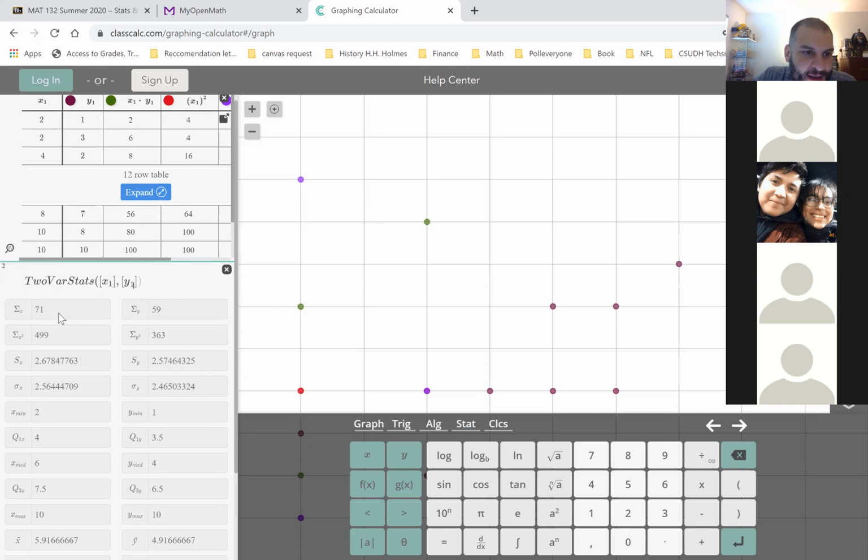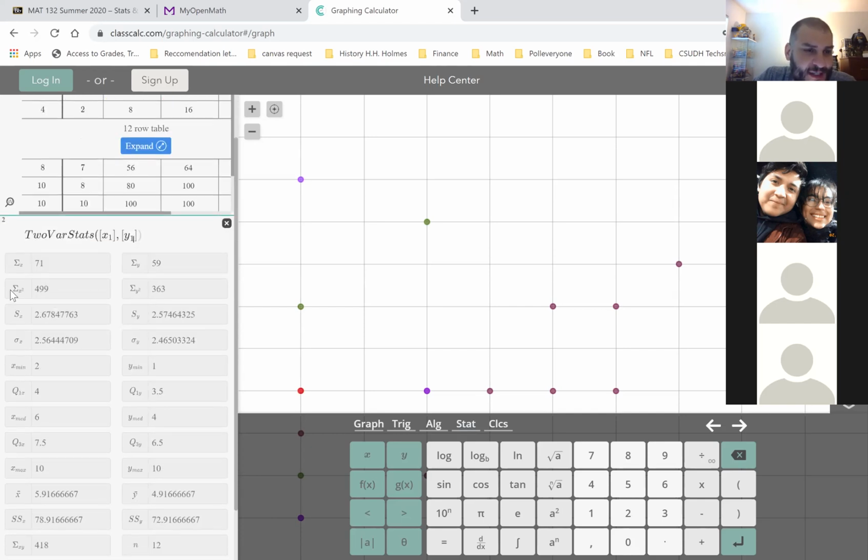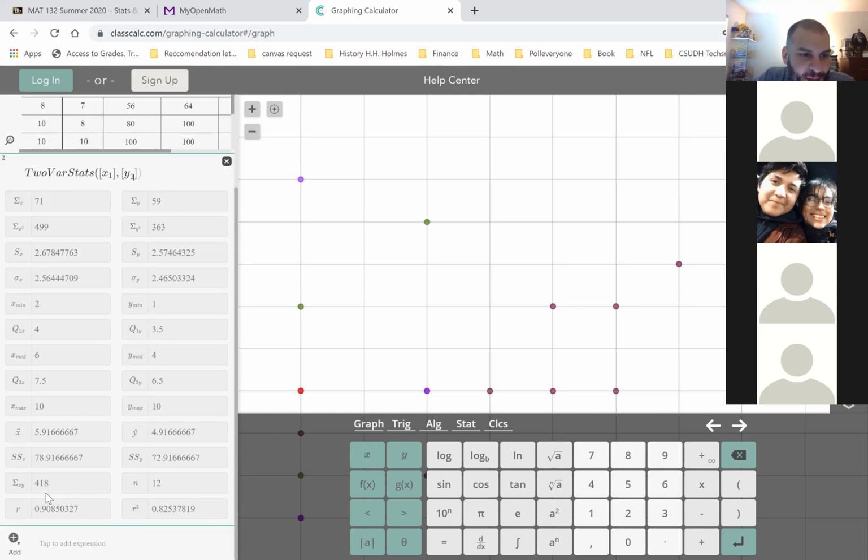And if you look right here, well, I don't know if you can see it on my screen, hopefully you can see it on your screen. The very first thing they give me is a summation of X, which is 71, summation of Y, which is 59, summation of X squared, which is 499, summation of Y squared, which is 363. And then if you go all the way in the bottom, you see right here where it says summation of XY, which is 418. And it says N is equal to 12. But more importantly, all the way in the bottom where it says R, R is equal to 0.9085.